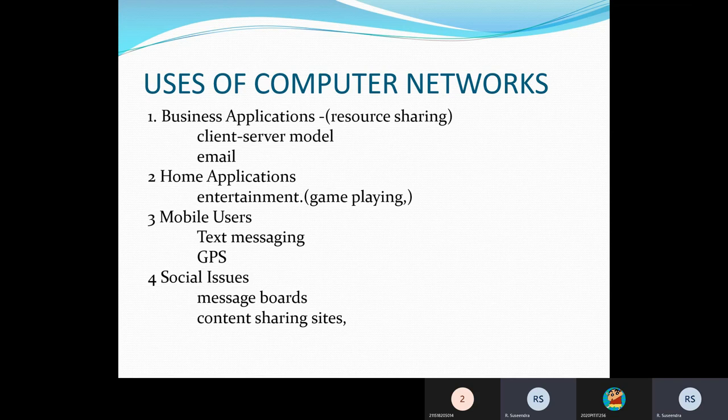The last thing is social media. If some votes are there, we can inquire or post regarding our own issues, or we can poll them through online. There are message boards, so the participants can post their own opinions, and content sharing. They can share their content, like YouTube is a content sharing platform. Message boards, we have so many blog websites like that.